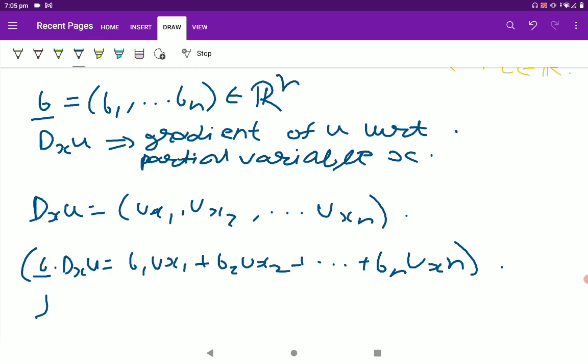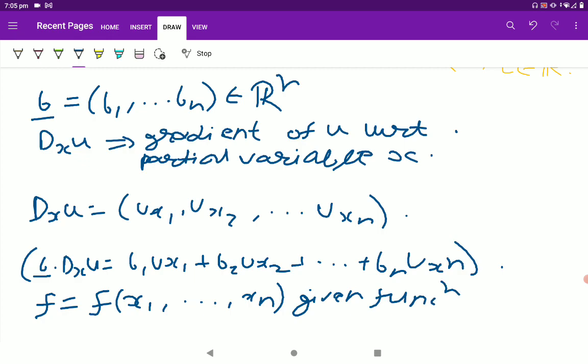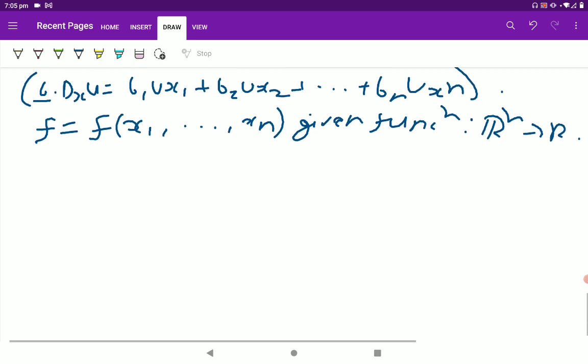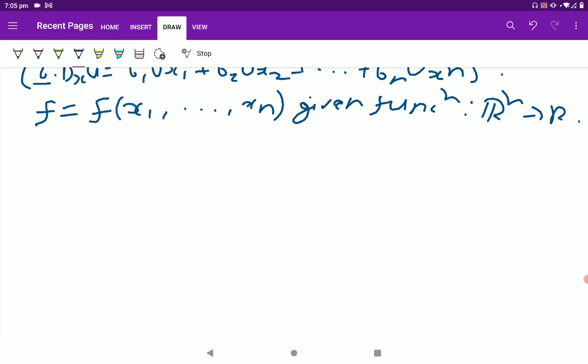And here f is f of x1 to xn, which is a given function. We will see its importance in the coming minutes. This is a function on the Euclidean space. Now let's talk about the physical model, that is, where this equation comes from. Now let's discuss the physical model of this equation.